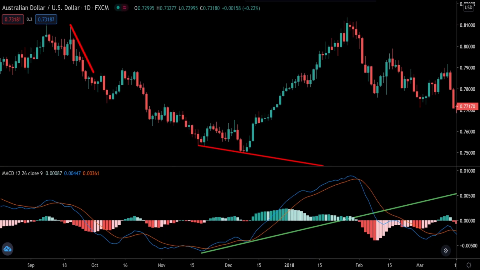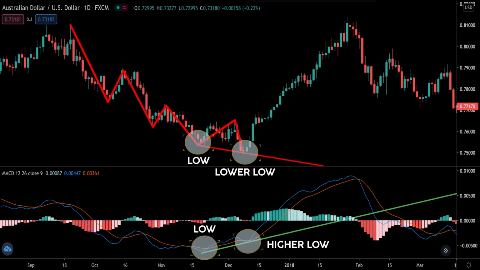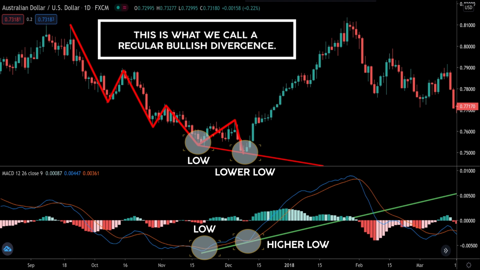Here's another example with the price being in a bearish trend. We see price making lower lows and lower highs. But if we were to look closely at the MACD indicator, we can see that the MACD made a higher low. So this is what we call a regular bullish divergence.